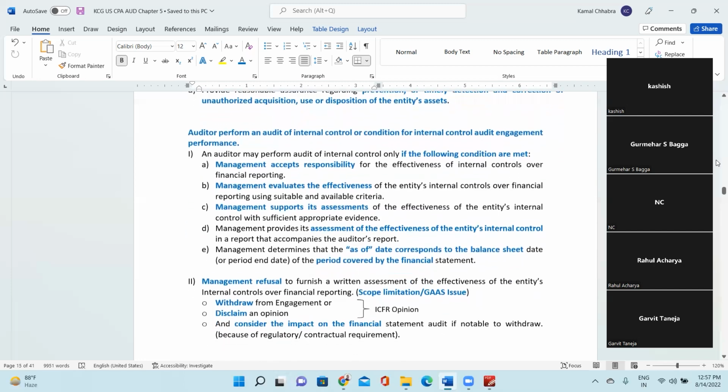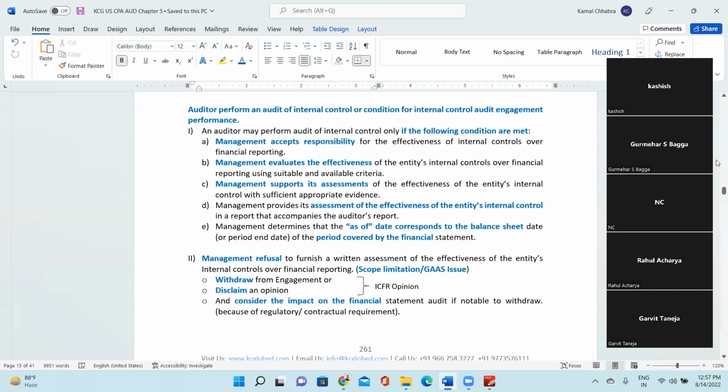So what will the auditor be doing here? The auditor will perform an audit of internal control, or an internal control audit engagement. What all things will we do as auditors to give our opinion in the integrated audit report, or on the internal control over financial reporting, similar to what we studied earlier for the listed company or the issuer case? First, an auditor may perform the audit of internal control only if the following conditions are met. The first one is that management accepts the responsibility.